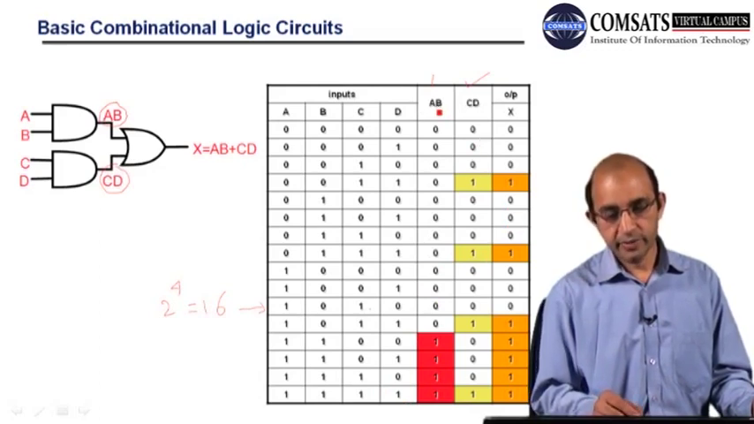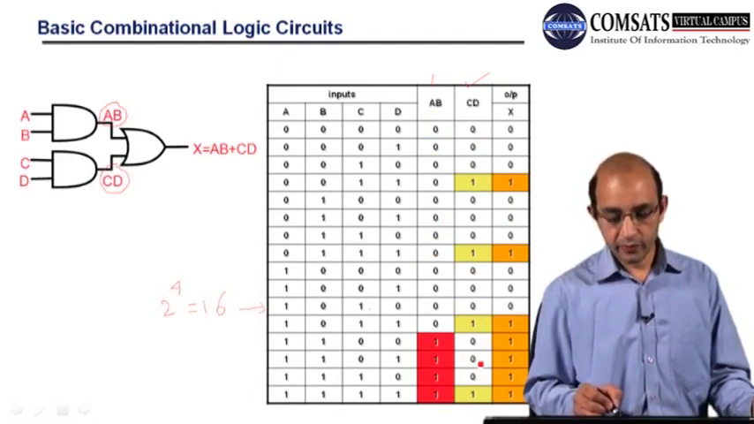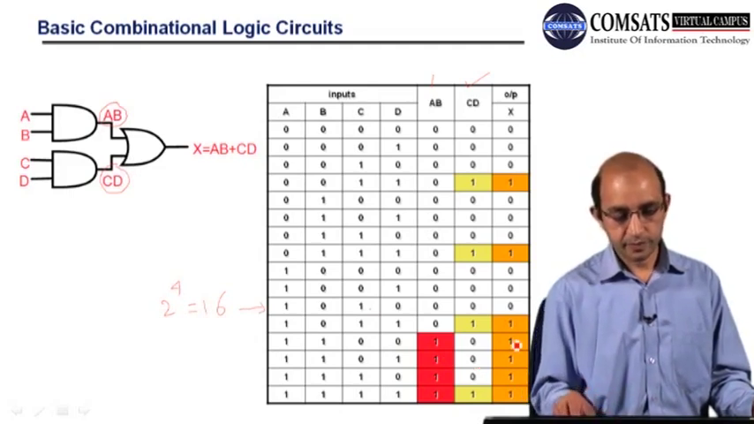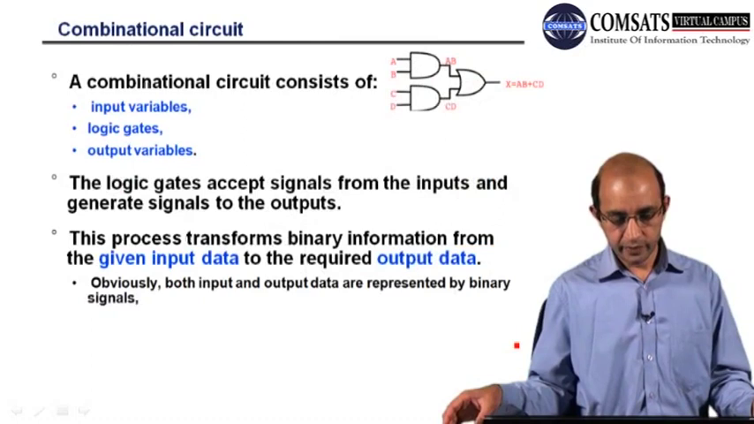Either AB is high or CD is high, we will be having a 1. So you can see that here we have 1, AB is 1, and we have 0 at CD, and we have a 1 over here. So this is the truth table representation.